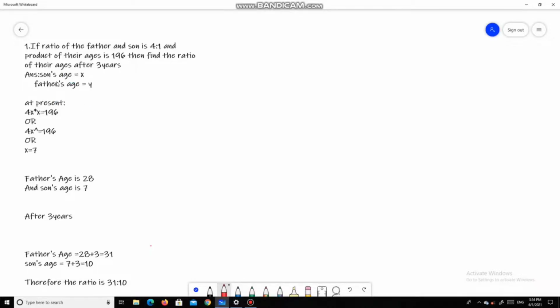Let the son's age be x and the father's age be y. So here, at present, the multiplication of their ages is equal to 196. So 4x I took here, because my handwriting will not come out so good as I am writing with a mouse on a laptop. So here I wrote 4x times x is equal to 196. We have to find this x.